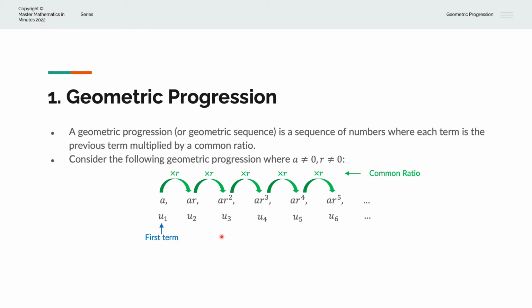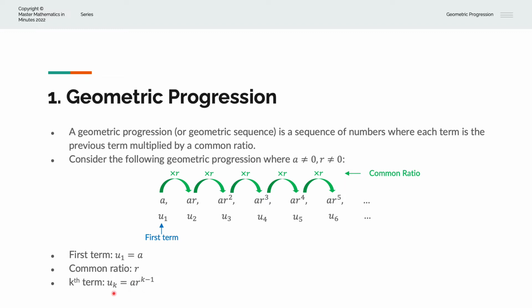We'll denote the first term as u1 equals a, and the common ratio is denoted as r. So the formula for the generic kth term is given by uk equals a times r to the power of k minus 1.